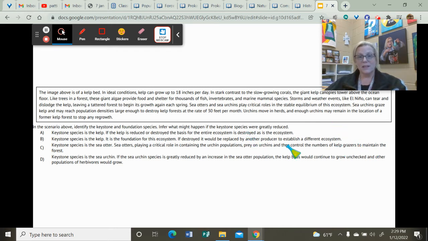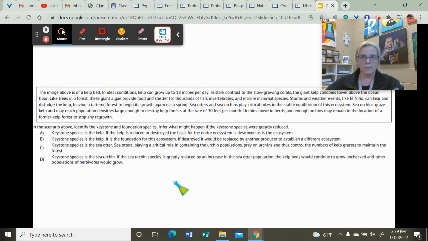Now, again, not a lot of you got this correct. I understand that. I understand it, number one, because it's long and you had to read it. I understand it, number two, because it's a thinking question. I really had to think. I understand it, number three, because you had to know what a keystone species is.